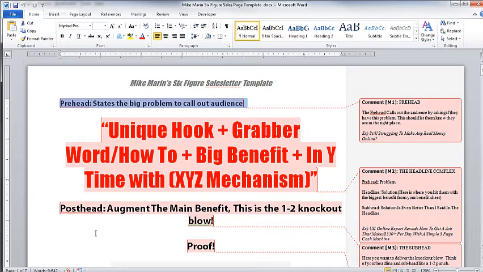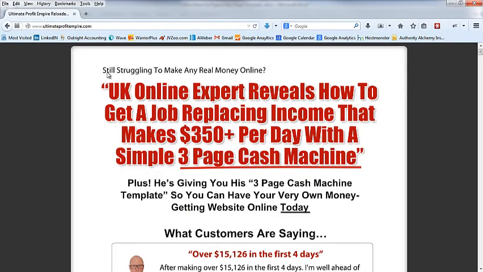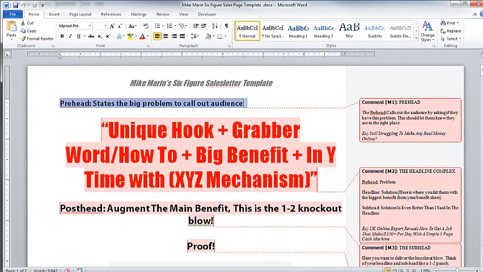do like, attention golfers. So if you look at the sales letter that is for Alex, it's "Still struggling to make any real money online?" Really simple. Calls out the problem. If they're looking to make any real money online, they know they're in the right spot.